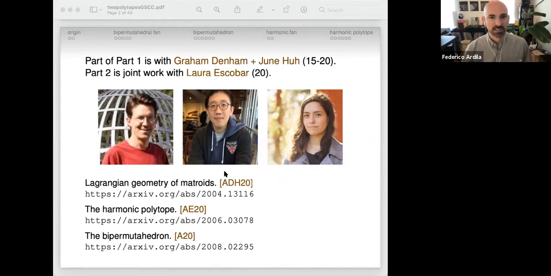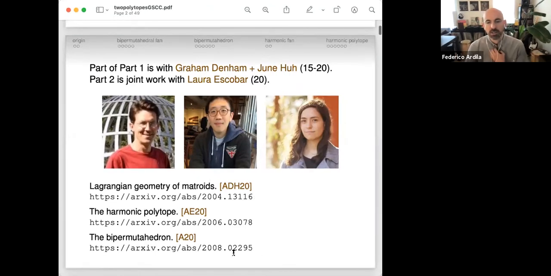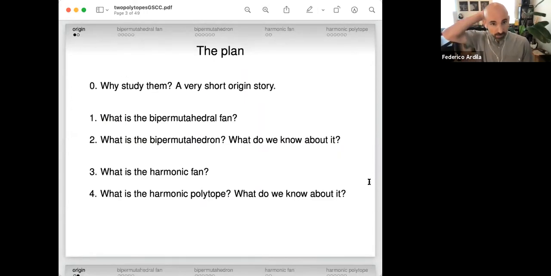Cool. So as I was saying, the work on the first polytope is partly with Graham Denham and Juni He, partly on a solo paper, and then all the work on the harmonic polytope is with Laura Escobar. Okay, and so I mentioned this is the plan, the origin of this story. Then I'll tell you about the bipermutahedral fan and the bipermutahedron, and then I will tell you about the harmonic fan and the harmonic polytope. And at any point, feel free to ask me any questions that you have.